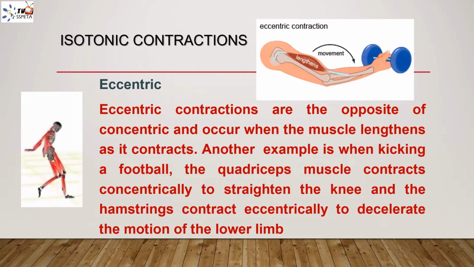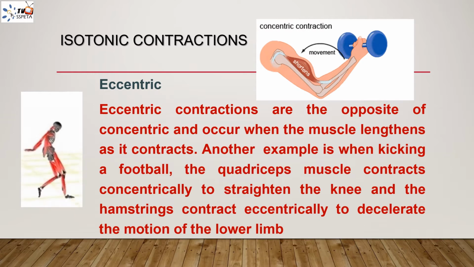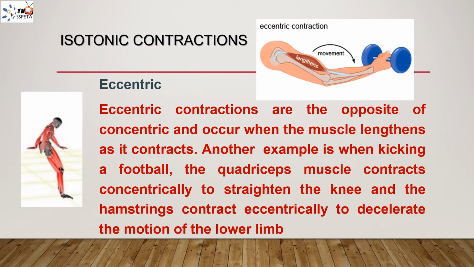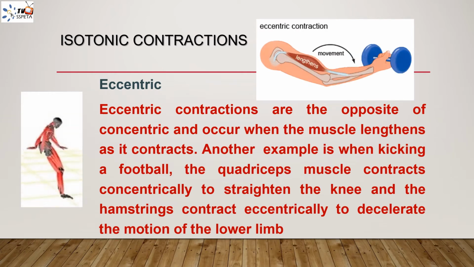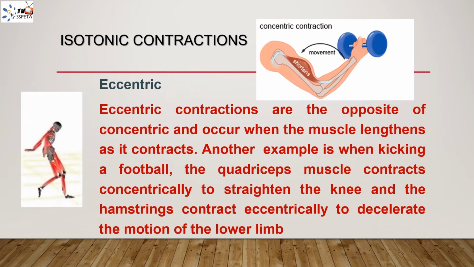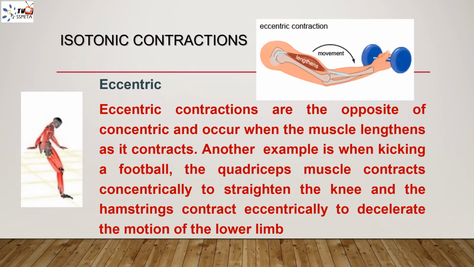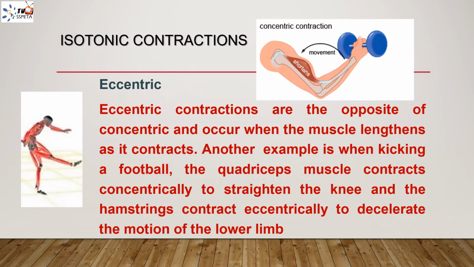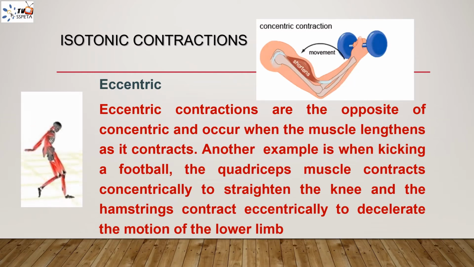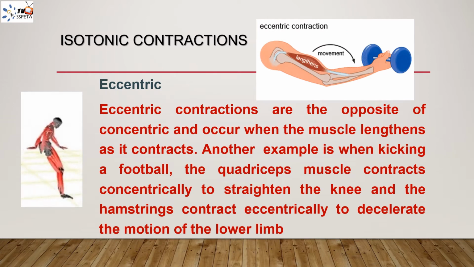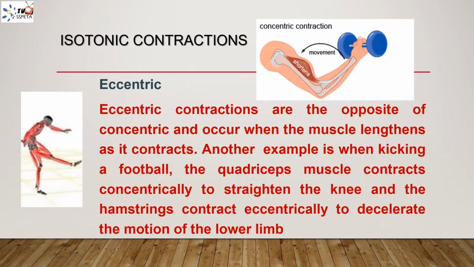On the other hand, we have eccentric contractions, which are the opposite of the concentric contractions, and they occur when the muscle lengthens as it contracts. We can see in the diagram above the muscle lengthening, that is eccentric contraction. Another example is when kicking a football. The quadriceps muscle contracts concentrically to straighten the knee, and the hamstrings contract eccentrically to decelerate the motion of the lower limb.